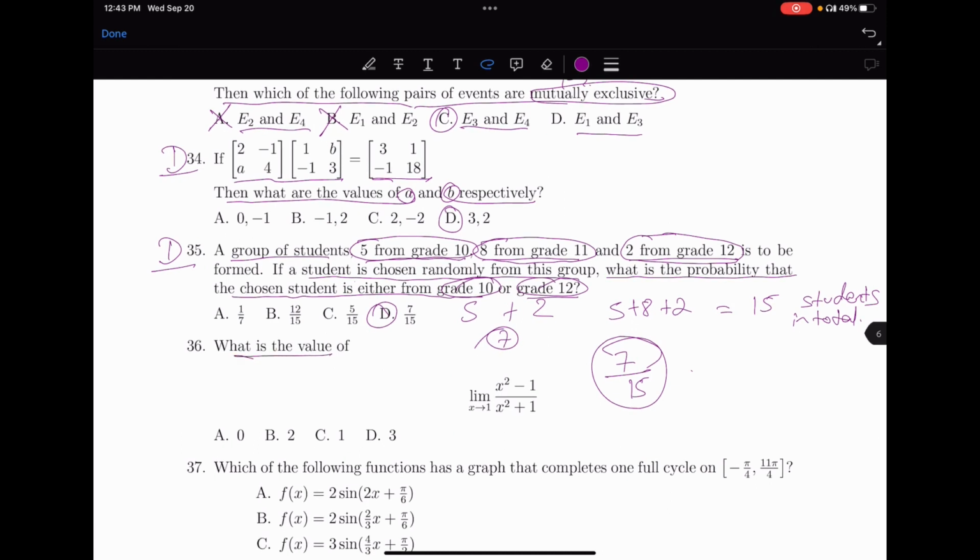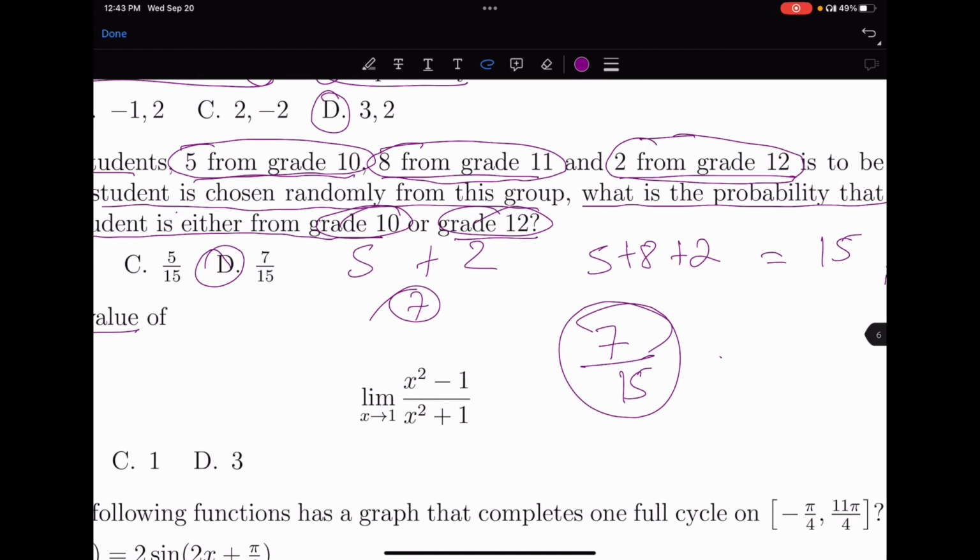Question 36: what is the value of this limit, the limit as x approaches 1 of (x squared minus 1) over (x squared plus 1)?